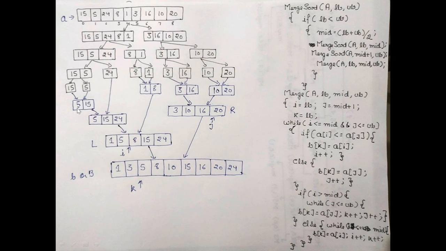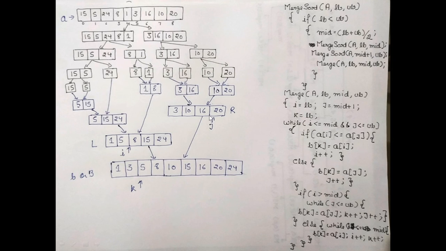Next, the value of I will be incremented to 1. J will not be incremented because we are not in the else block, we are in the if block. Now 15 and 24 will be compared. Yes, 15 is less than 24. And then again, the next element will be 15, and in the end, 24 will be there. So this is how we are going to merge all that.